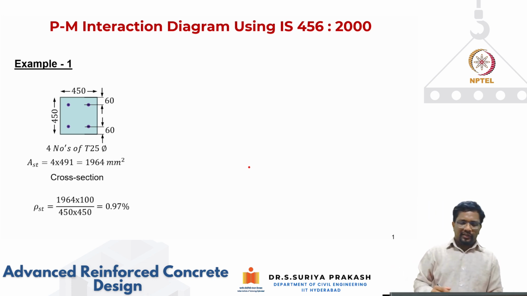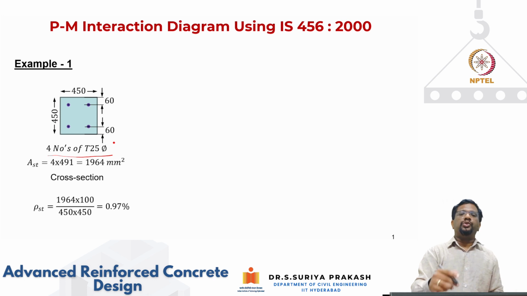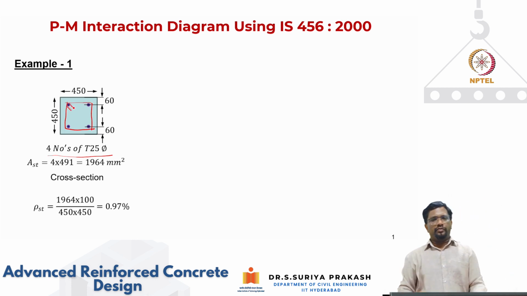So let us take this section, which has a 450 mm by 450 mm cross section, and an effective cover to the longitudinal bars of 60 mm. I'm assuming that the section has four numbers of 25 mm diameter bars, and of course I'm not showing the ties, but you will have ties also. The influence of ties in this axial compression bending is ignored for simplicity.